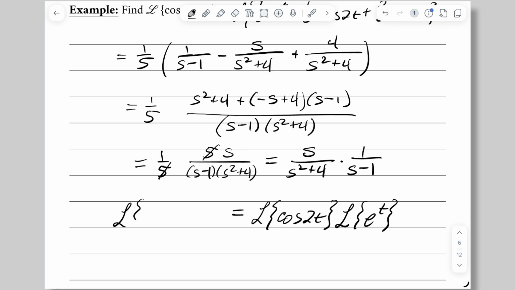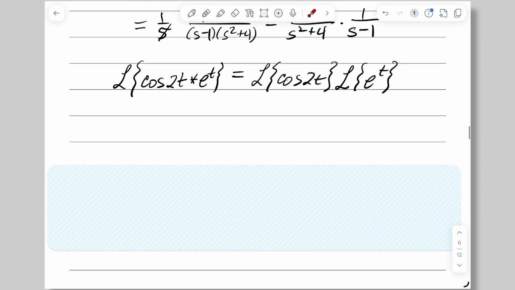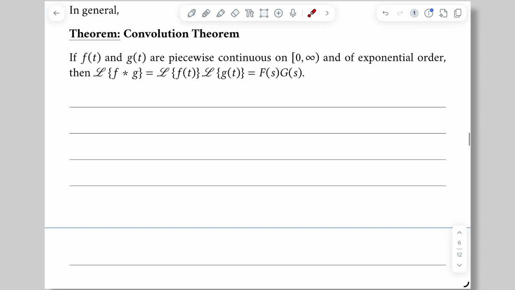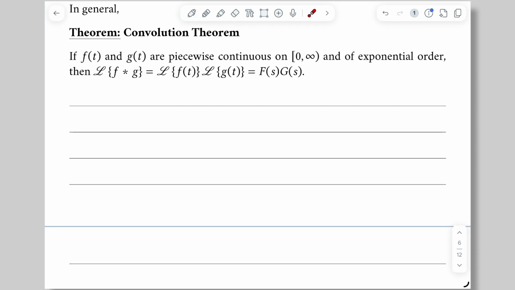What we just found is that the Laplace transform of the convolution of cosine of 2t and e to the t is the product of their transforms. This is not a fluke, and it's actually supported by the next theorem, which is called the Convolution Theorem. If f of t and g of t are piecewise continuous on 0 to infinity and of exponential order, then the Laplace transform of the convolution of f and g is the product of their transforms.